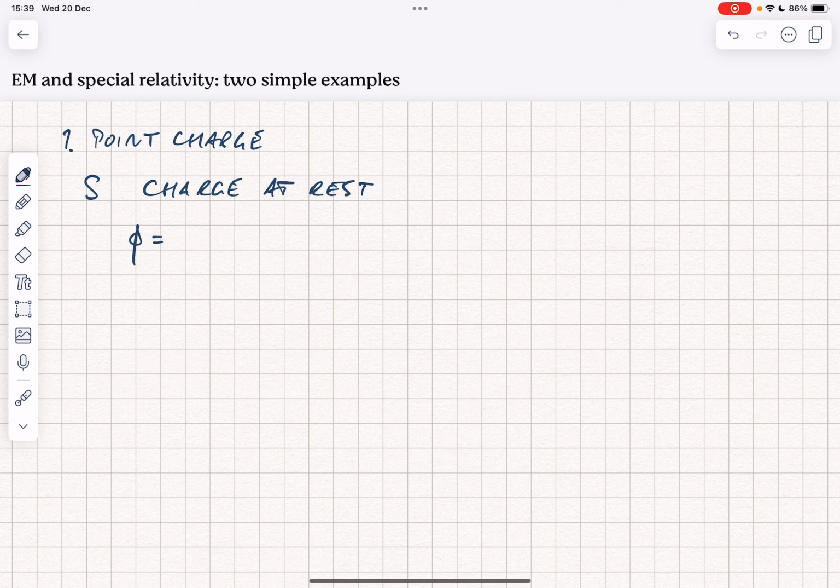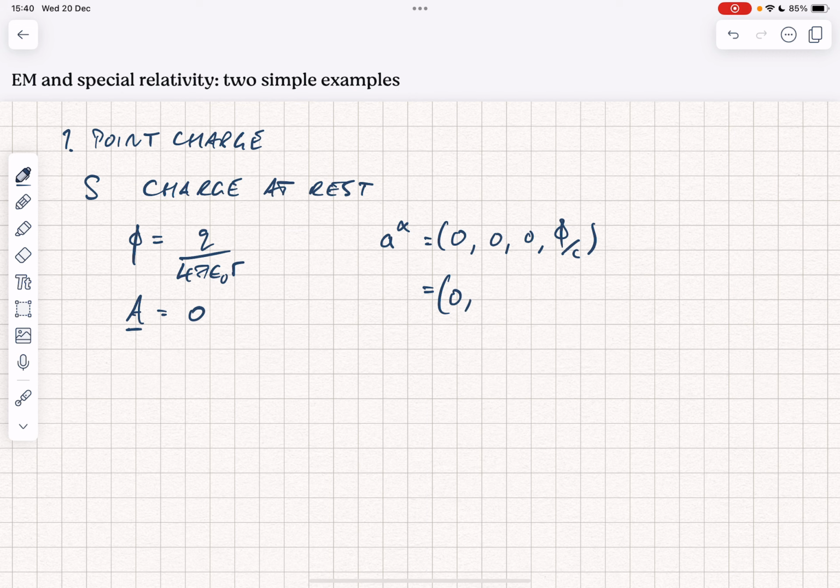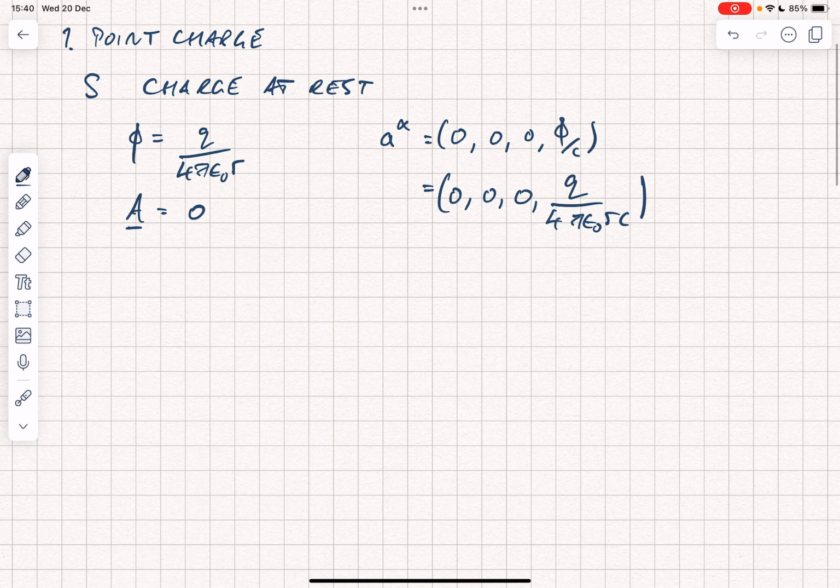the electric potential, phi, or V if you prefer, is Q over 4 pi epsilon naught R, and the vector potential A is equal to 0. And in this case we can, of course, write the potential four-vector as 0, 0, 0, phi over C, which is going to be 0, 0, 0, Q over 4 pi epsilon naught R C. We could write the fields as well, just equally well, but at the moment I think it's slightly easier to use the potentials.